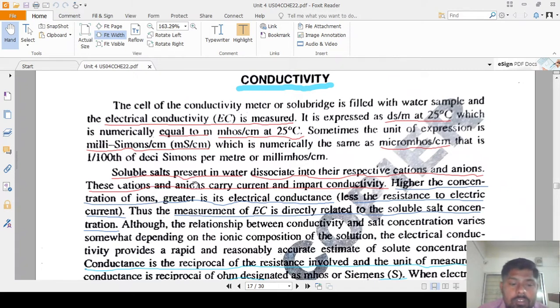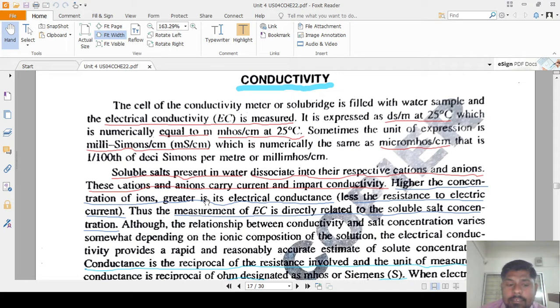Okay. Now, the soluble salt present in the water dissociates into its respective cations and anions. That means, when the salts are soluble in the water, what happens? They undergo dissociation, and whenever the salts dissociate, they give cations and anions. Because of that, these cations and anions carry some current and impart the conductivity. Why is water conductive in nature? The reason is the dissolved salt present in the water undergoes dissociation and produces ions, cations and anions, and those cations and anions carry the current, and hence water becomes conductive in nature.